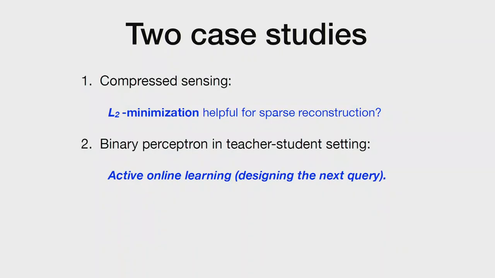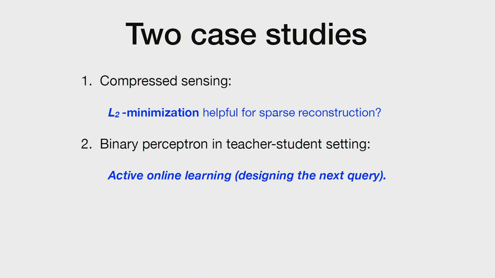This will be two case studies. The first one is compressed sensing. The question we ask is this: L2 minimization for this problem is quite easy, but the solution is dense. Usually people just discard this dense solution. The question we ask is whether such a dense solution is actually helpful for solving this sparse problem.